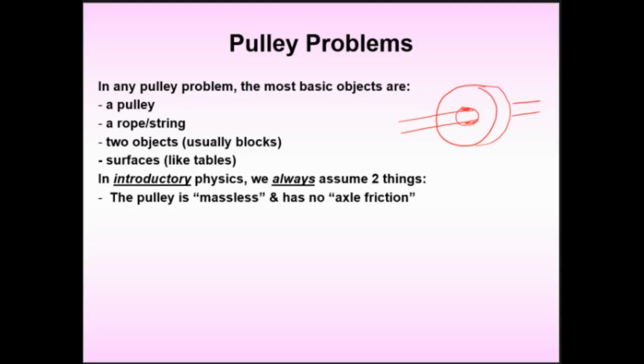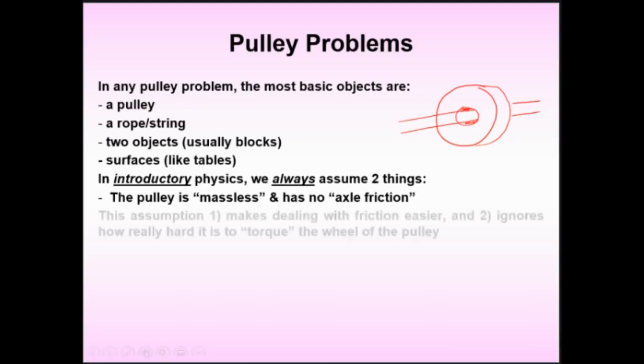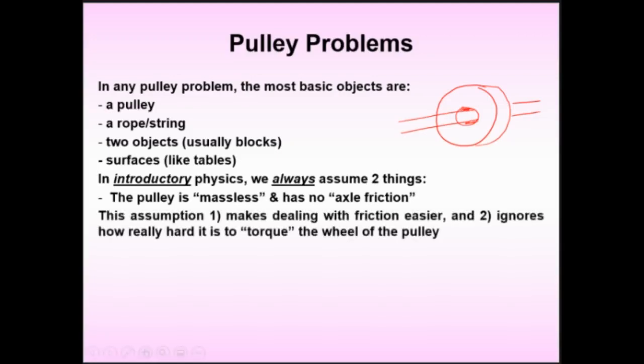But then this axle could also not move because there's no friction. So we assume there's no axle friction, which means there's no energy loss due to the rotation. Okay. This assumption makes dealing with friction easier and ignores how really hard it is to spin. What's another word for spinning? Torque. Force when you spin is always called torque. Okay, that's the pulley.